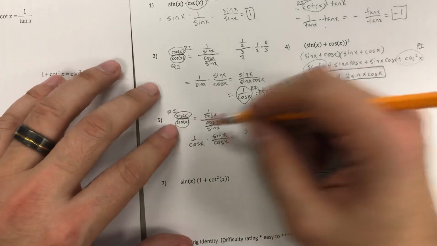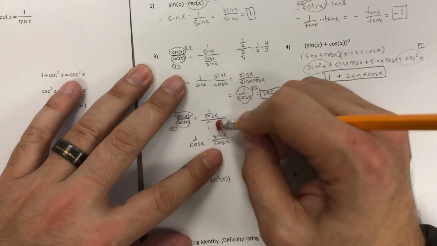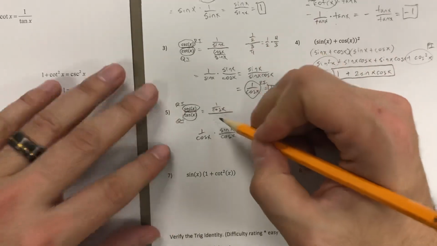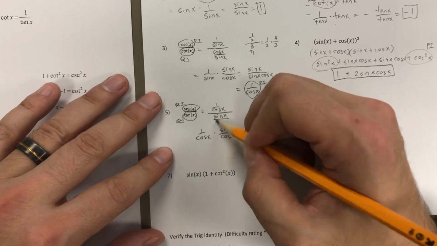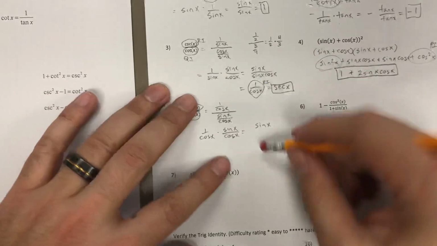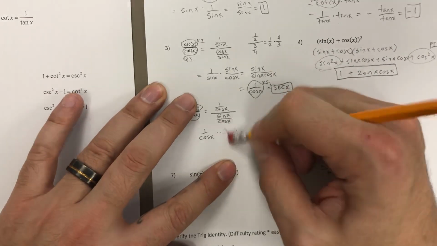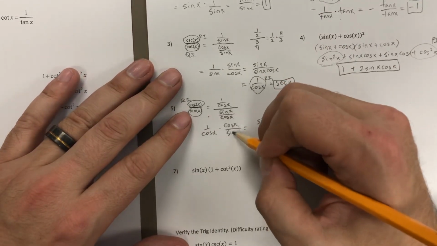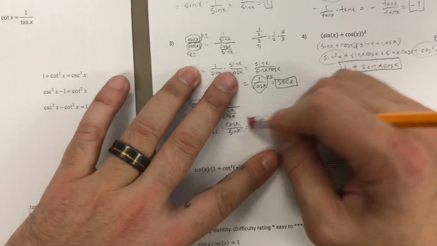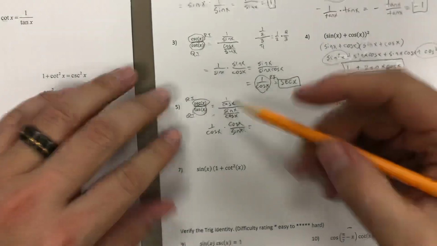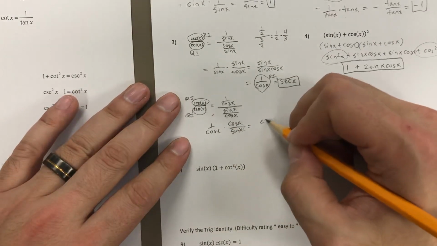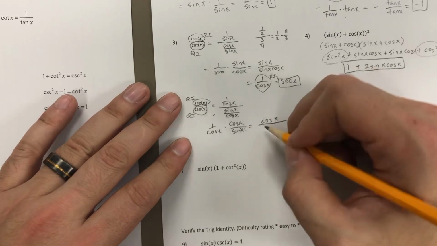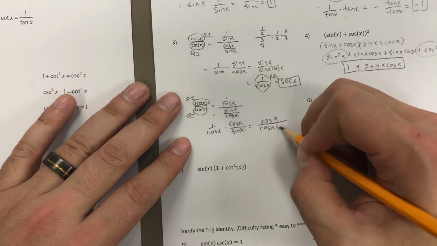I messed something up. Oh, tangent, dang it. Sorry about that. Tangent's quotient identity turns into sine over cosine. That's my bad, I'm trying to do this too fast. So this becomes 1 over cosine of x times the reciprocal, which is cosine of x over sine of x. There we go. That's better. So then we do 1 times cosine, which is cosine, and cosine times sine, which is cosine sine.